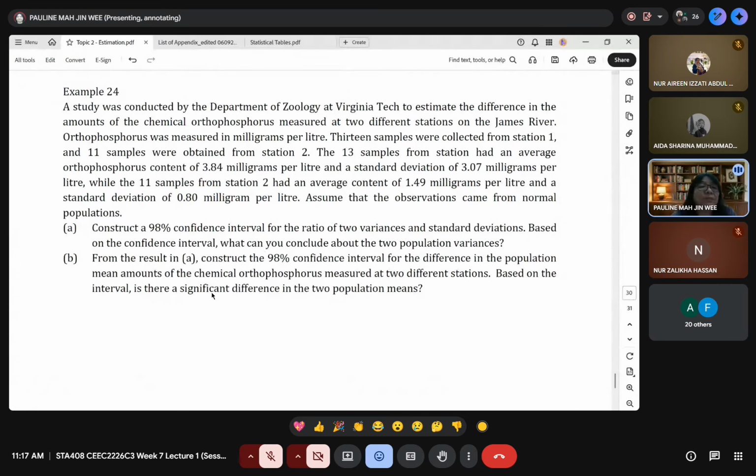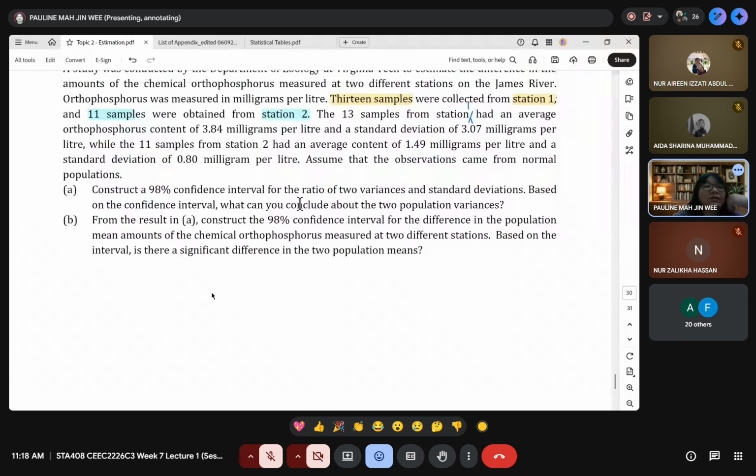Now, there are 2 samples here actually. The first sample says that 13 samples were collected from station 1, and you get 11 samples from station 2. And there's a missing word here actually, a station 1 is missing. So the 13 samples from station 1 had an average orthophosphorus content of 3.84 milligrams per liter and a standard deviation of 3.07 milligrams per liter.